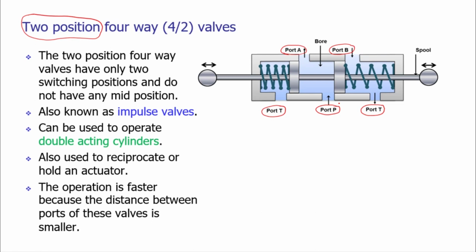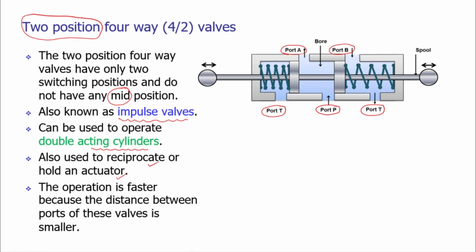So it will not have the mid position. Generally these kind of valves are called the impulse valves. Impulse application is there. They can be used to operate the double acting cylinders. Basically they are used to have the reciprocation motion or the holding position of an actuator. The operation by using the two position four-way valve is faster because the distance between the ports of this valve is smaller.